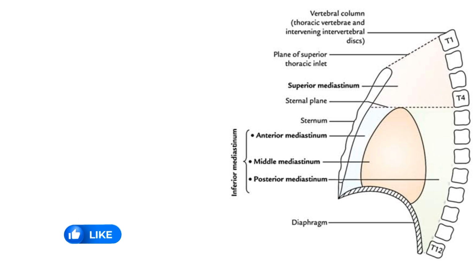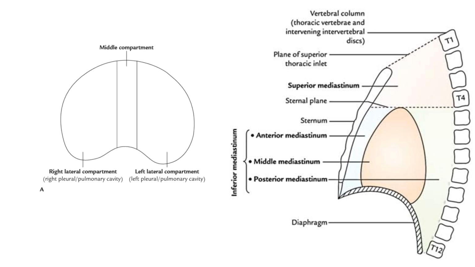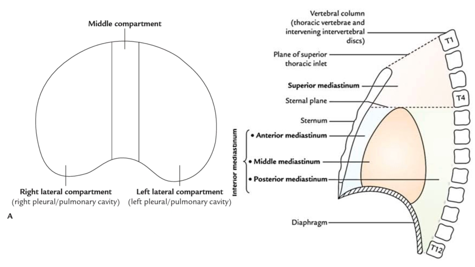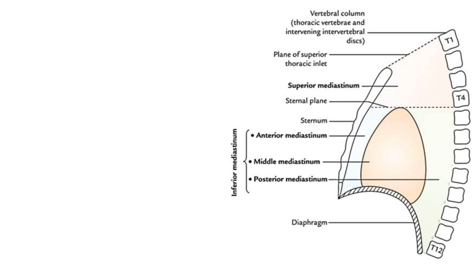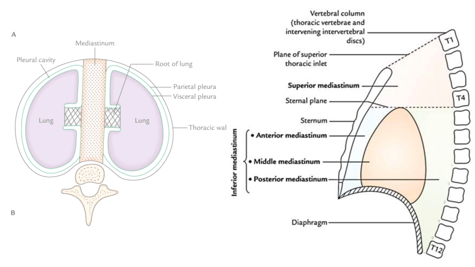Before I start talking about the mediastinum, you should understand that the mediastinum is one of the compartments or spaces you can find in the thorax. Now the thorax, being the upper part of the trunk, is divided into three compartments, which are two lateral compartments and one central compartment. The two lateral compartments house the lungs, whereas the central compartment houses the heart, the mediastinum, as we all know.